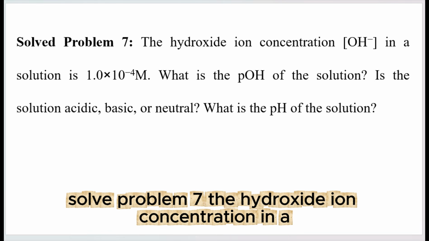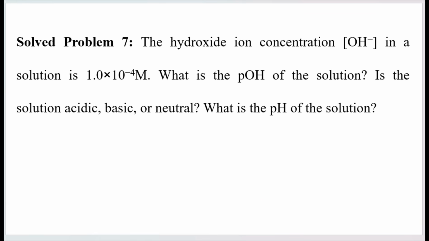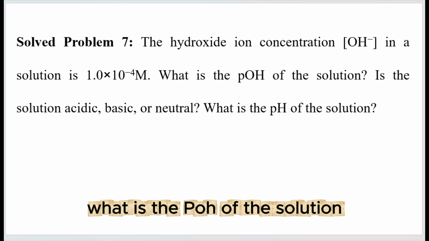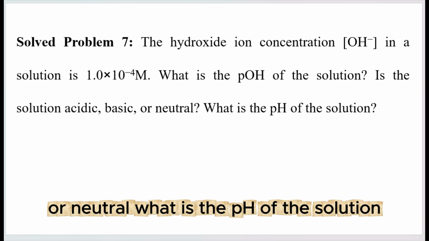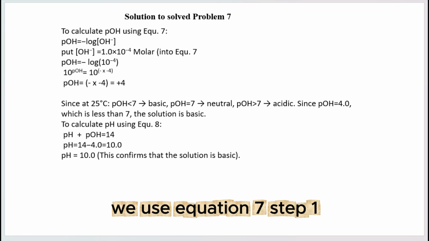Solve problem 7. The hydroxide ion concentration in a solution is 0.0001 molar. What is the pOH of the solution? Is the solution acidic, basic, or neutral? What is the pH of the solution? Solution to solve problem 7, we use equation 7.